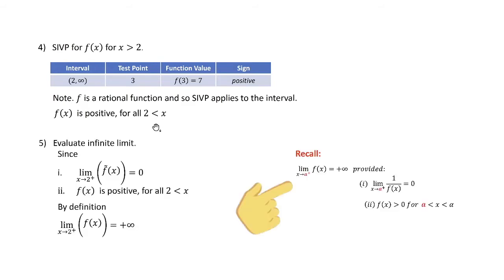So we check the second condition, right? We know that since the limit is 0, the function's values are positive to the right of 2. We have then, by definition, that the limit is plus infinity. Again, we're just describing the behavior of the function.